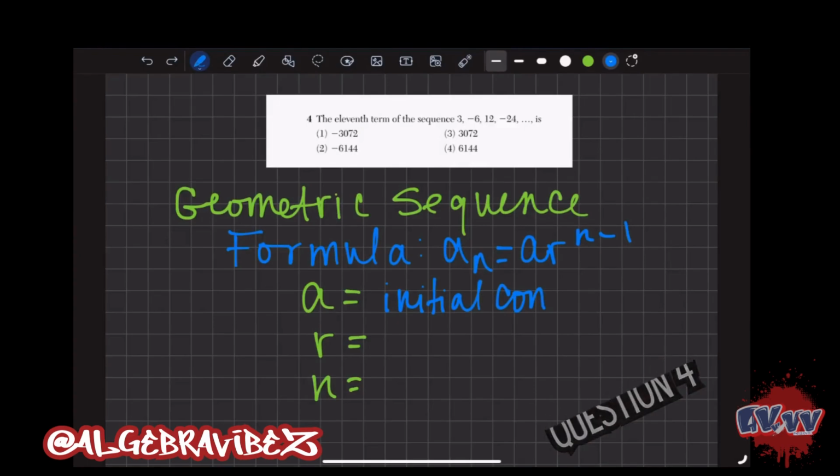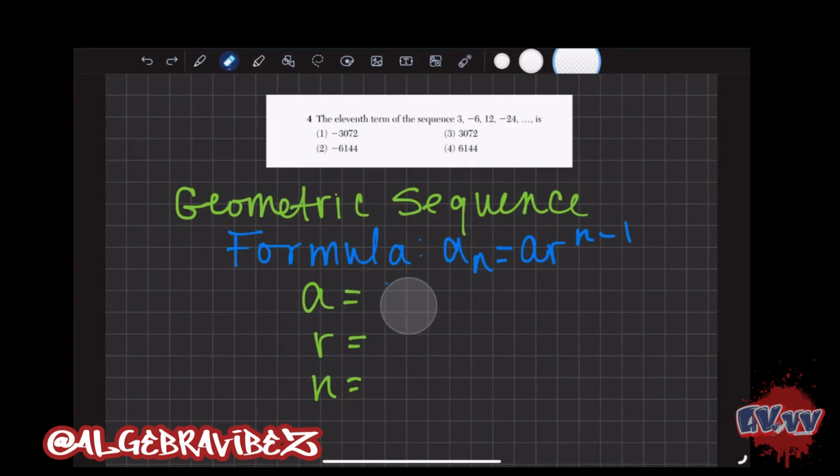We're back with question 4. This is a geometric or an arithmetic sequence. The 11th term of the sequence 3, -6, 12, and -24 is 1. -3072, 2. -6144, 3. 3072, or 4. 6144.